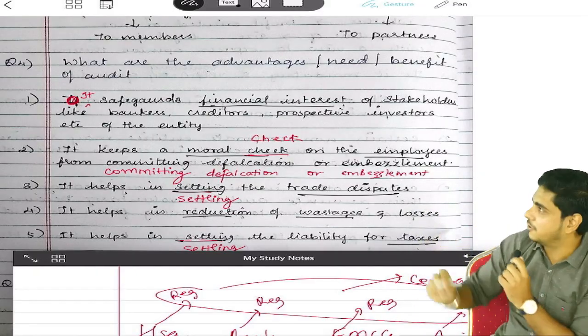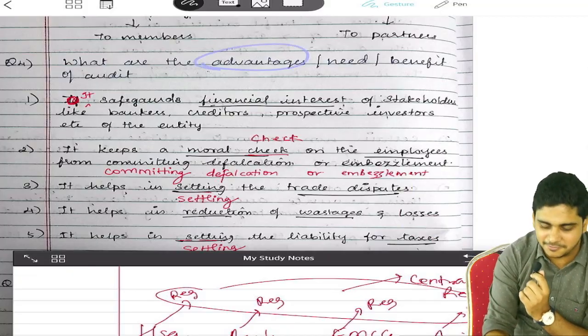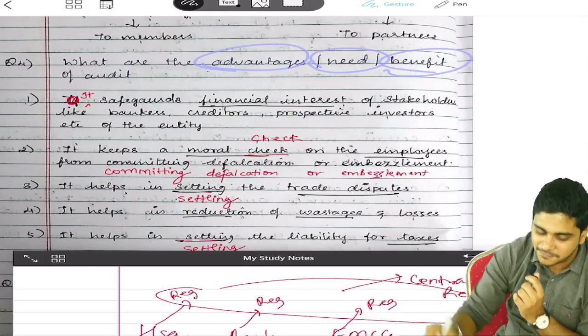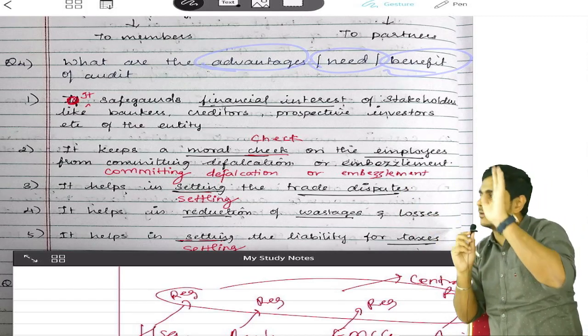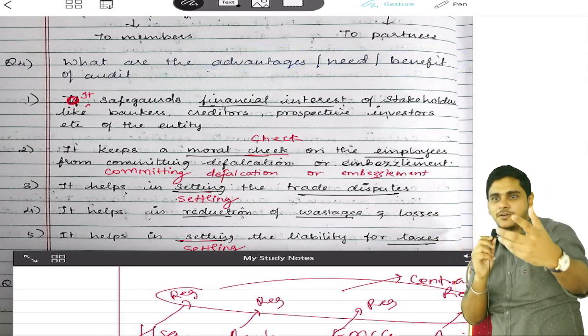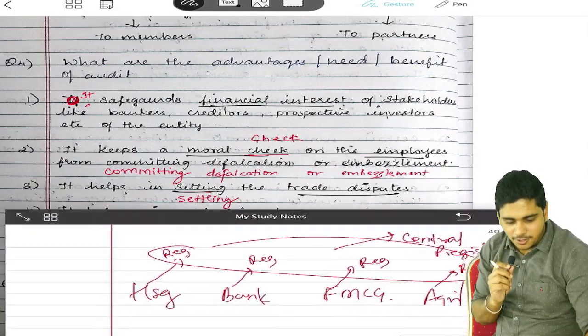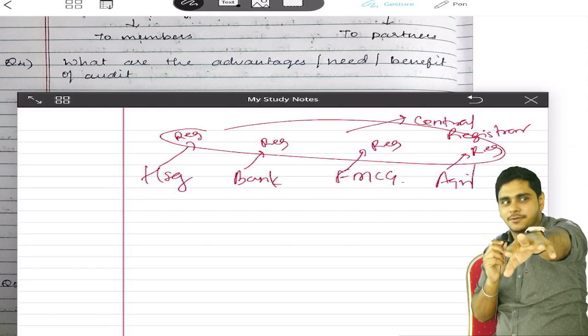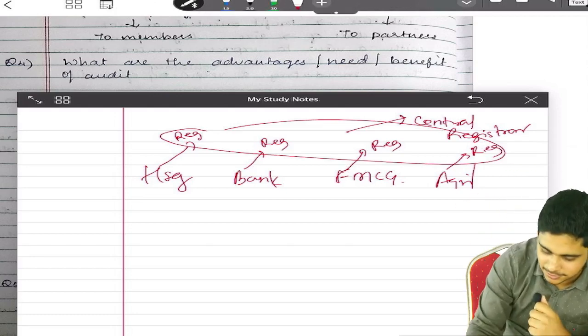Now, it says, see BCom language, what are the advantages? What is the need of the audit? What are the benefits of it? All three mean the same, so they can use different words. So we have covered all the words. Now, you are a genius, and only you know that you are a genius. Answer, what are the advantages?